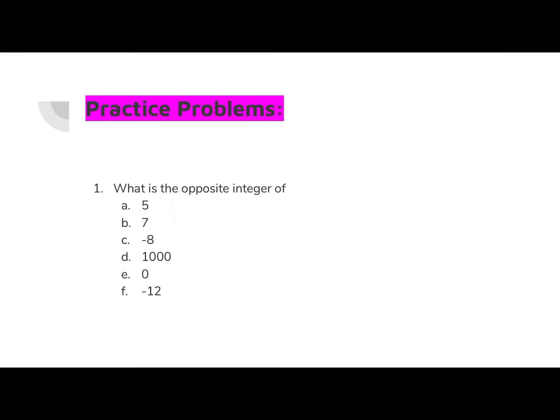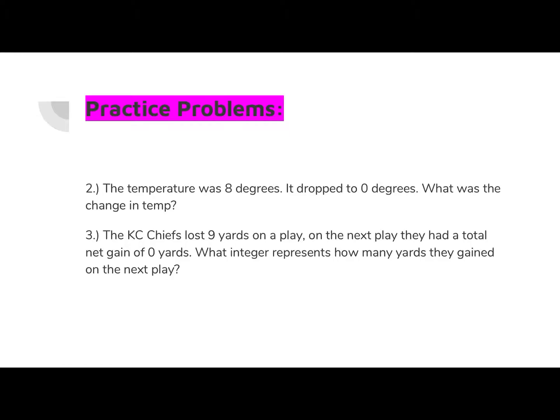All right, so now let's look at some practice problems. For these, I just want you to do them and then be ready to discuss them when we come to class tomorrow. We just want to look at what is the opposite integer of 5, 7, -8, 1,000, 0, and -12. I also want you to be able to tell us, the temperature was 8 degrees, and if it dropped to 0 degrees, what was the change in temperature?